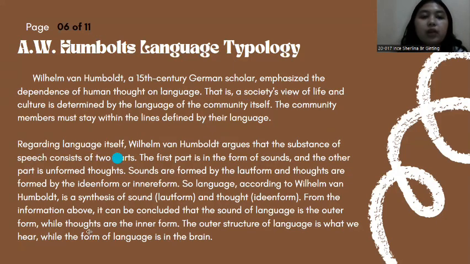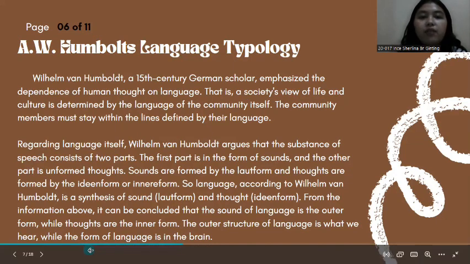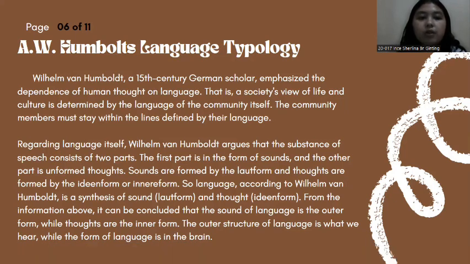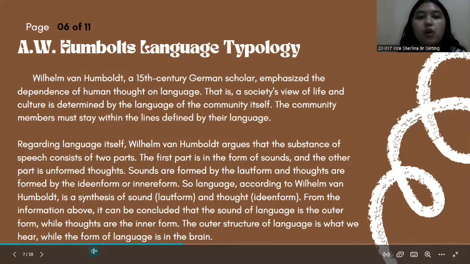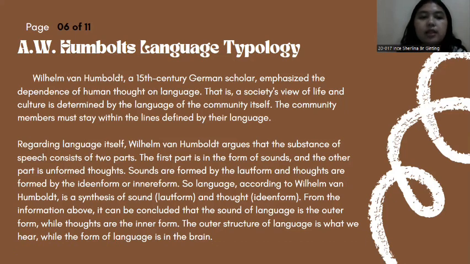Regarding language itself, Wilhelm von Humboldt argues the substance of speech consists of two parts. The first part is the form of sound, and the other part is unformed thought. Sounds are formed by the loud form, and thought is formed by the idea form and inner form. So, language, according to Wilhelm von Humboldt, is a synthesis of sound or loud form and thought or idea form.